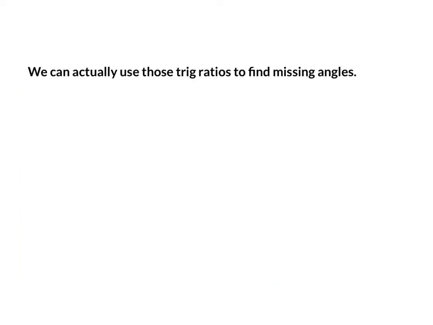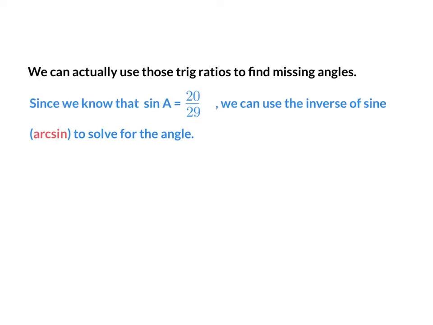All right? And so we can use those trig ratios to find the missing angles. And I'm going to show you how to do that on your calculator. That's just why you have it out. Now, I'm going to choose sine. Okay? Since we know that sine of A equals 20 over 29, we can use the inverse of sine, also known as the arc sine, to solve for the angle. And on your calculator, above the sine button, you see a sine to the -1. That means inverse or arc sine. Okay, I want you to know both terms. The inverse of sine or the arc sine.